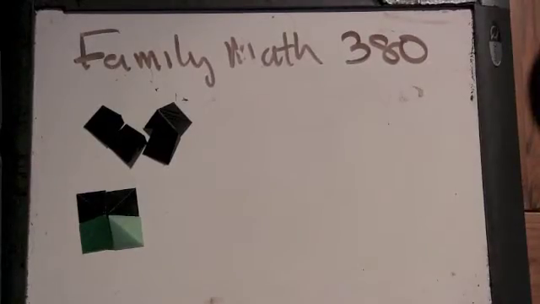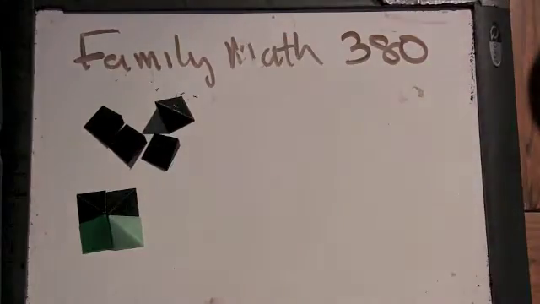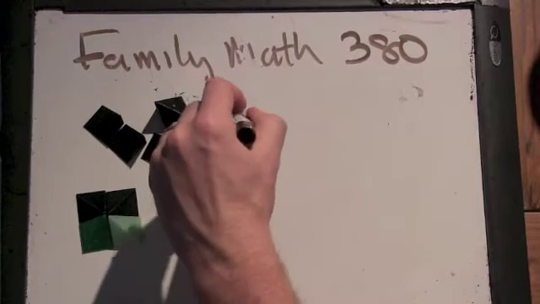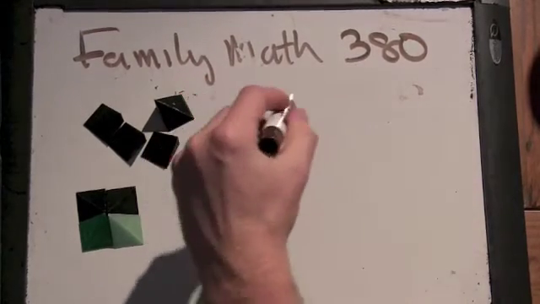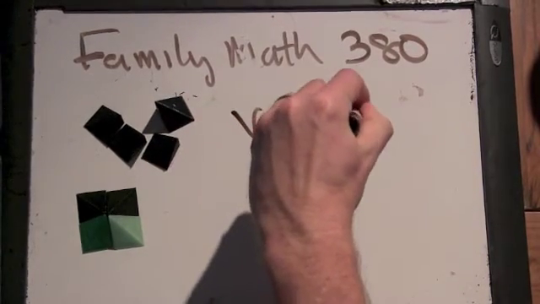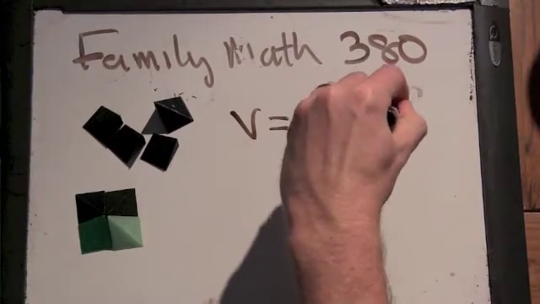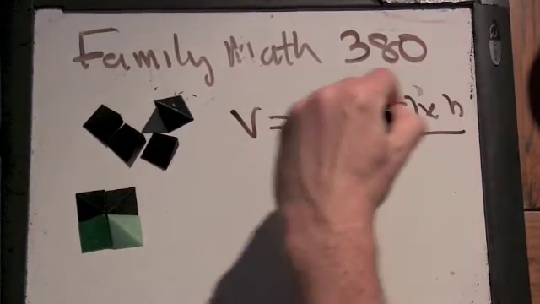Okay, so we have a formula. There's a formula for the volume of a pyramid. It's 1/3 the area of the base times the height. Okay, have you heard that formula before?